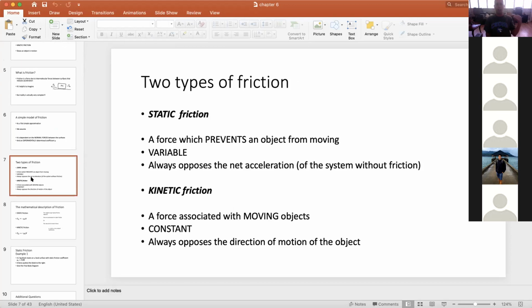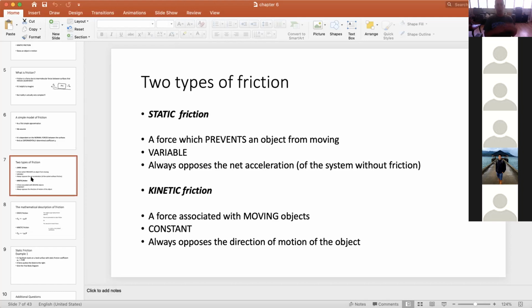It has to address static friction, being able to prevent an object from moving until you reach a break force, which means static friction has to be some variable force. Static friction always has to oppose the net acceleration. If the system had no friction, you have to oppose the acceleration it would have, which is a little difficult, and we'll talk about that.